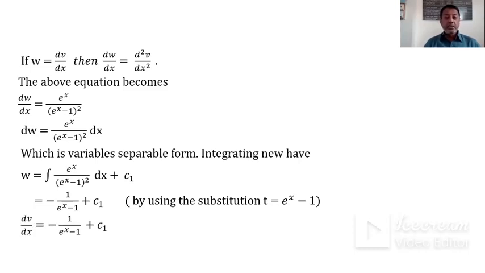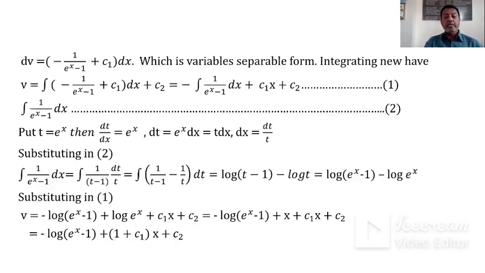Then again this is a first order first degree differential equation in v and x. Now again take dx to the right hand side, then this becomes variable separable form and integrating this, we get v is equal to integration of minus 1 upon e to the power x minus 1 plus c1 into dx plus c2. If we separate this, integration of c1 dx is c1 into x plus c2. We want to evaluate this integral, integration of 1 upon e to the power x minus 1 dx.